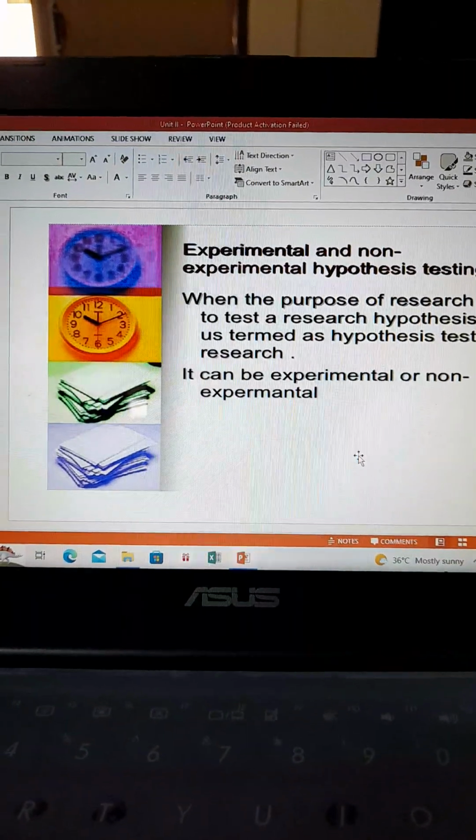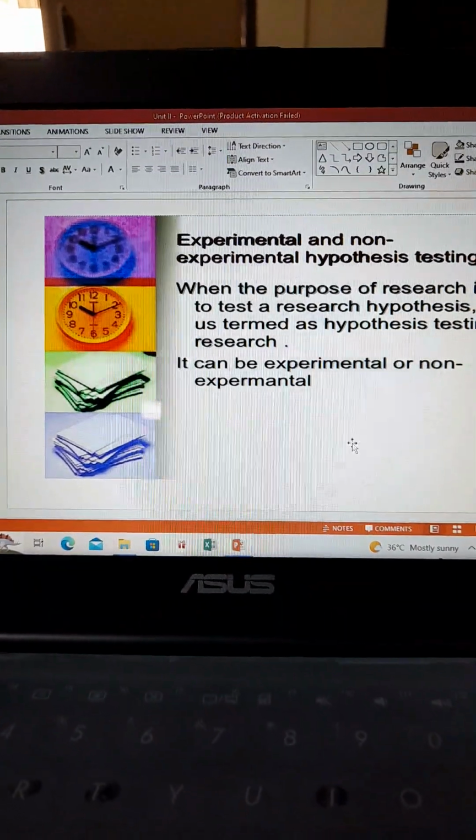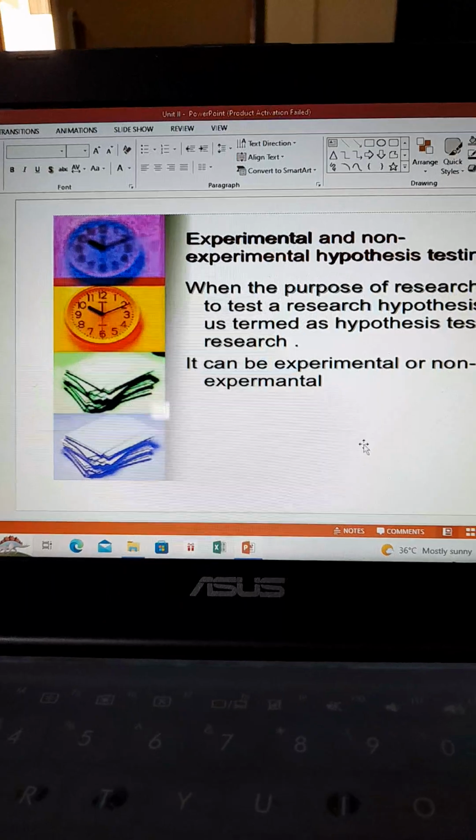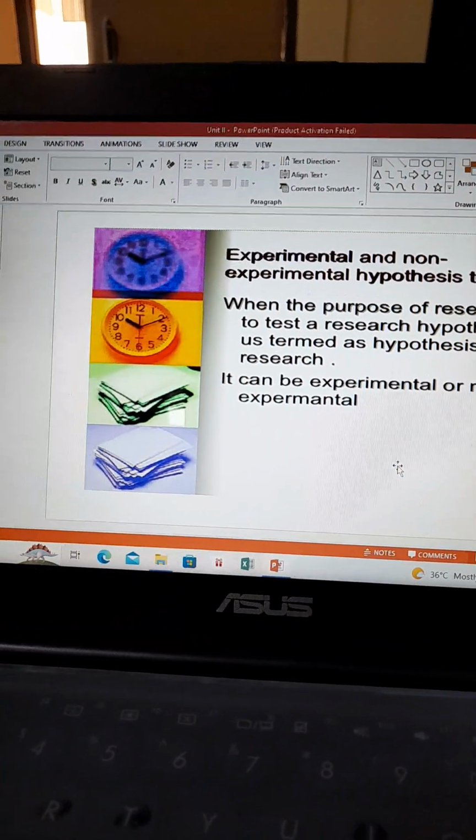Now let us see what is meant by experimental and non-experimental hypothesis testing. When the purpose of research is to test a research hypothesis, it is termed hypothesis-testing research. So this can be experimental or non-experimental. Now let us see the treatment. The different conditions under which the experimental and control groups are put are usually referred to as treatments.